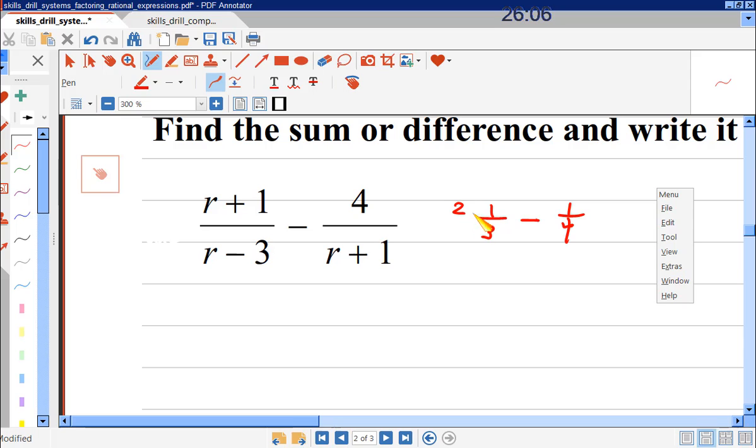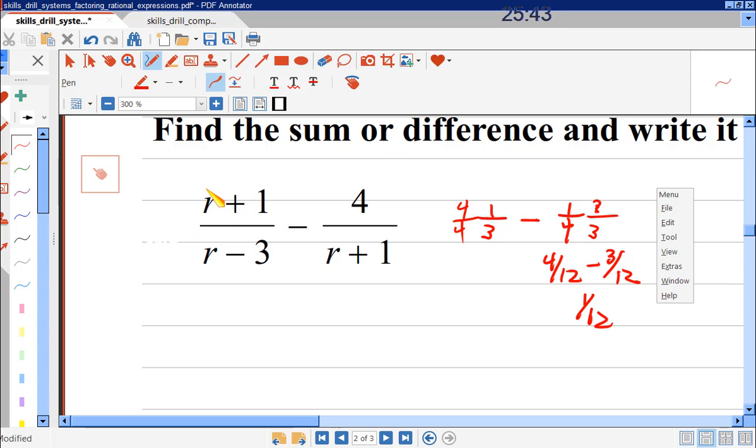I'm going to multiply this to get 12 in the denominator. For the first fraction, I would have to do 4/4. In the second fraction, I'd have to do 3/3. I get 4/12 minus 3/12, and that would be 1/12. So it's the same thing with rational expressions.